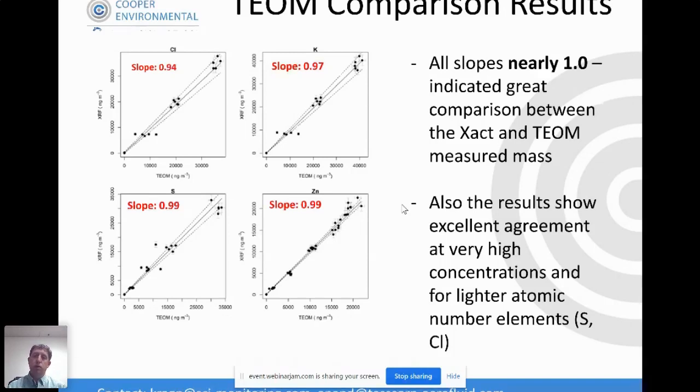So what that shows you is, one, not only that the Xact is very comparable to a gravimetric measurement, but that the Xact is making accurate measurements at very, very high concentrations. So in the study, you have a good comparison at low concentrations using ICP mass spec, and a good comparison at high concentrations using this TEOM approach.